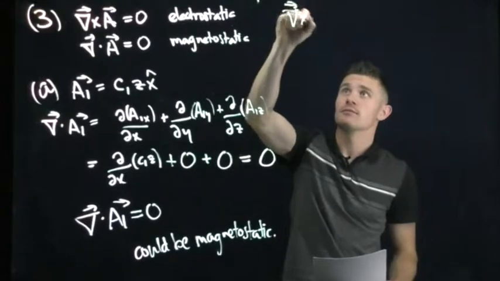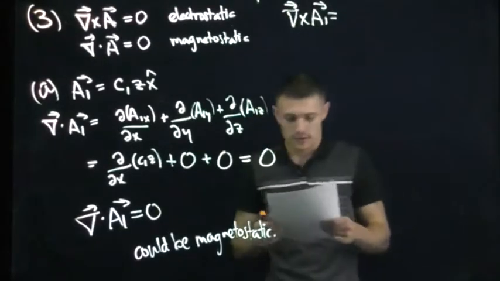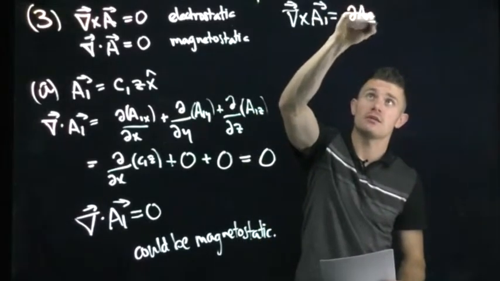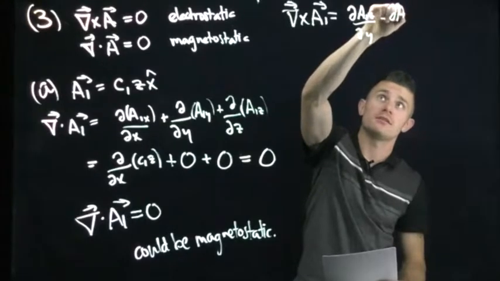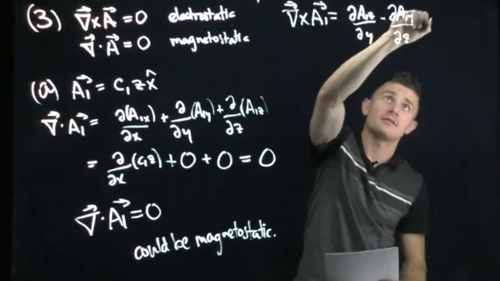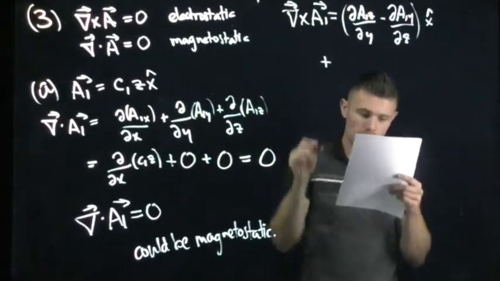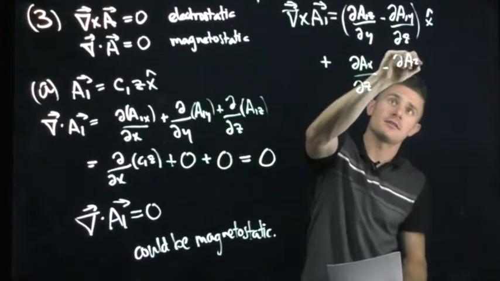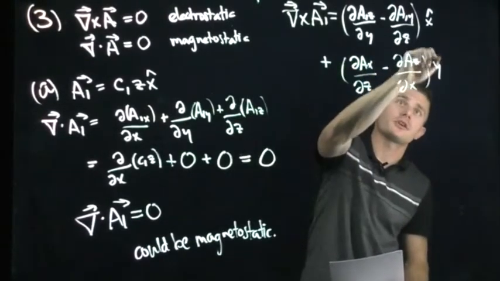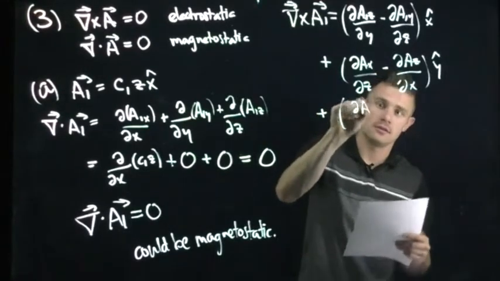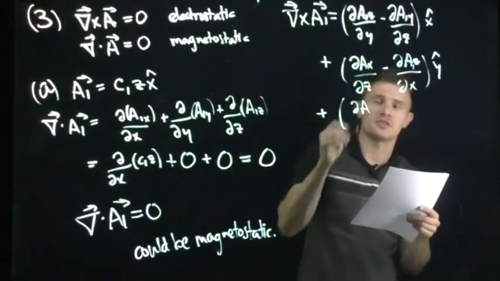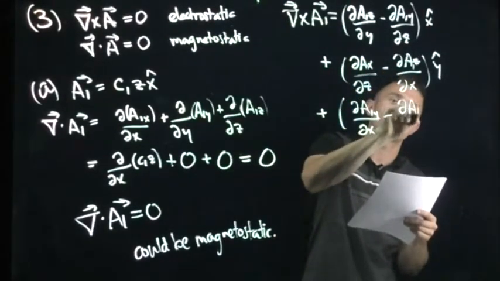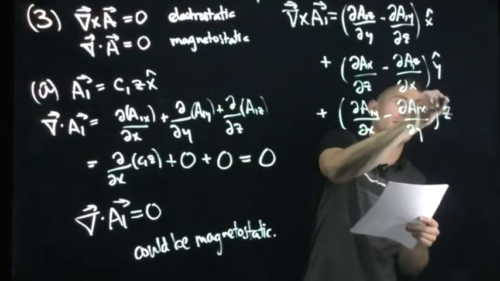Next, we need to check the curl. So we take the curl of A1, and again you can use the formulas from your formula sheet, but this says we take dA1z by dy minus dA1y by dz in the x hat direction. And we add dA1x by dz minus dA1z by dx in the y hat direction. And then we add dA1y by dx minus dA1x by dy in the z hat direction.